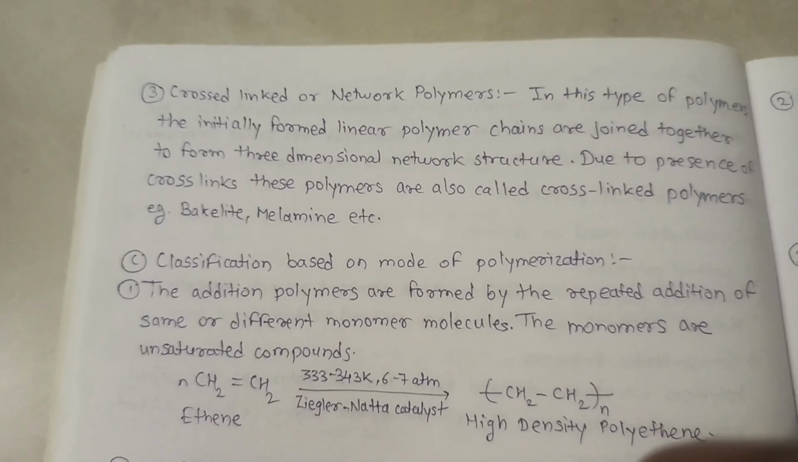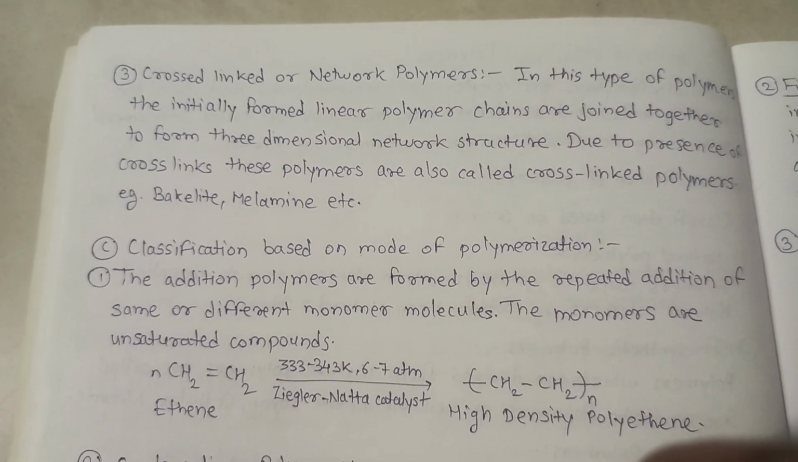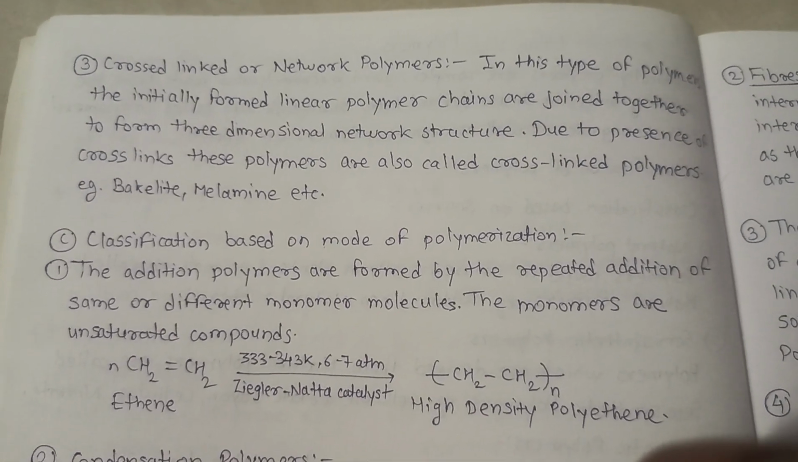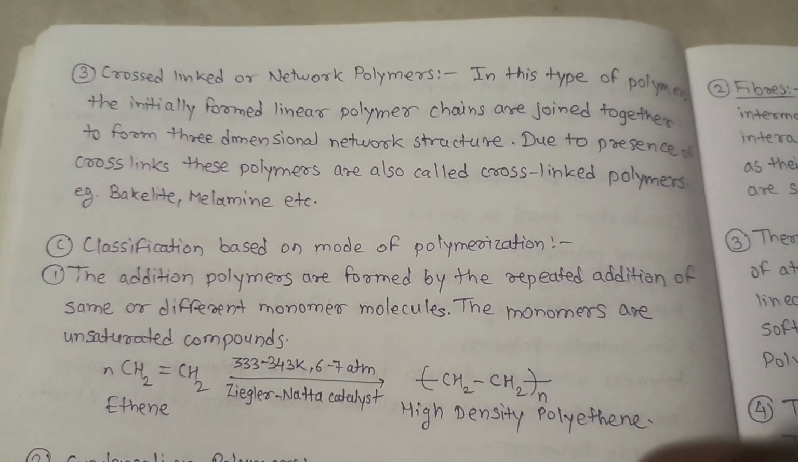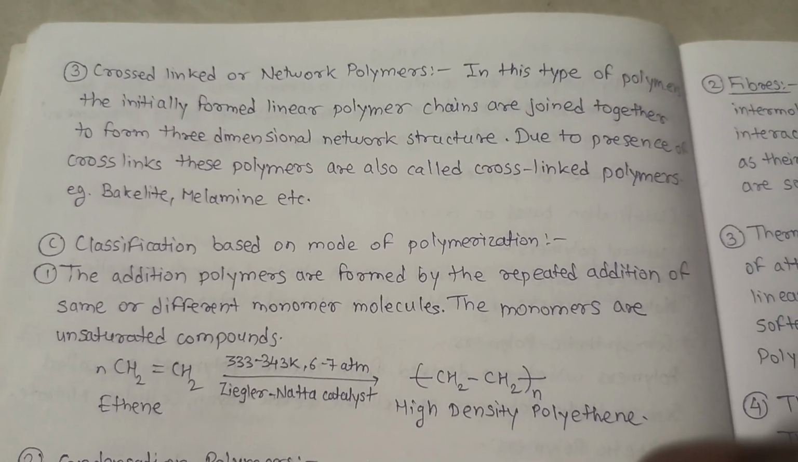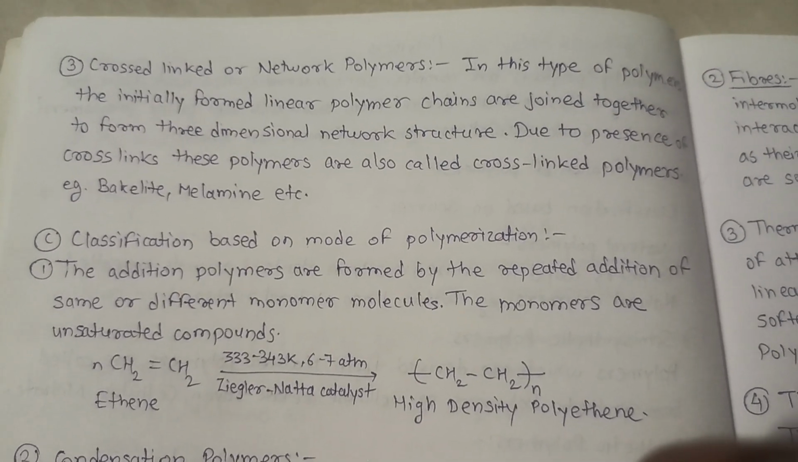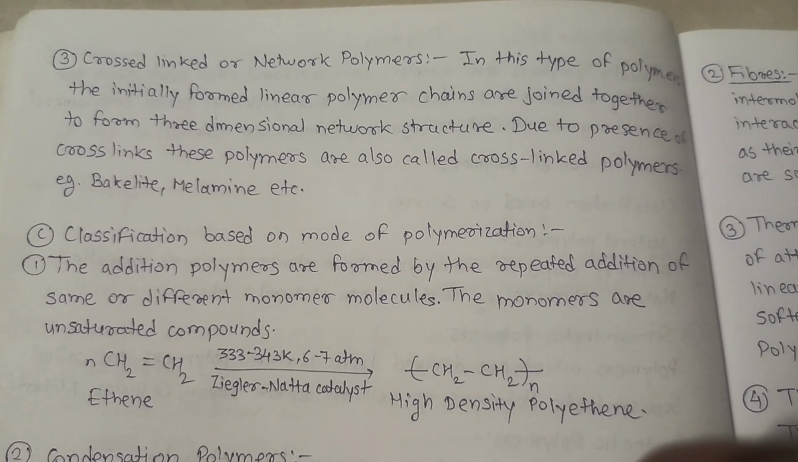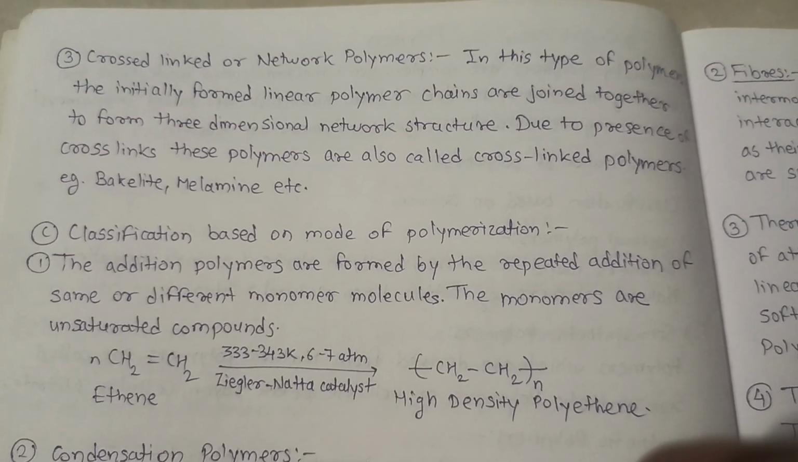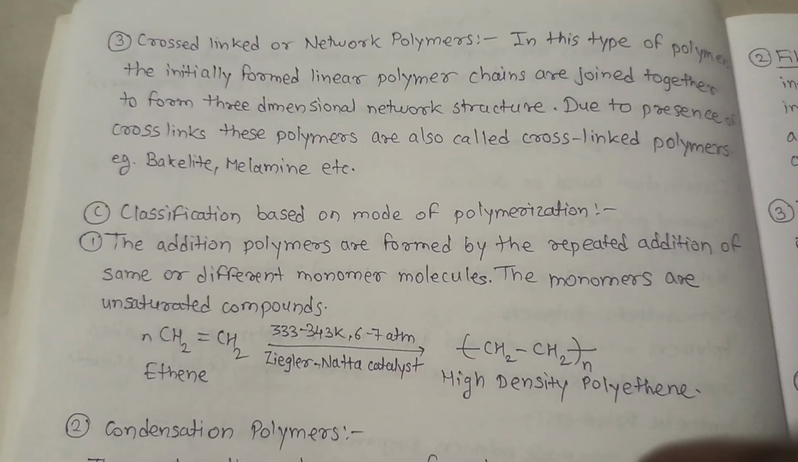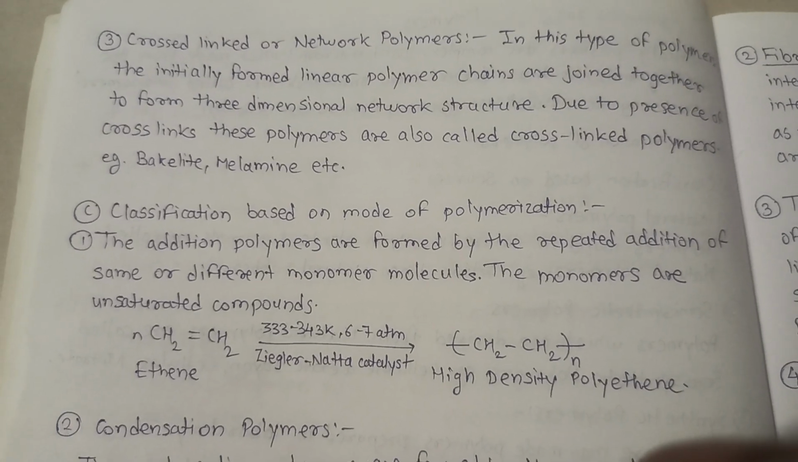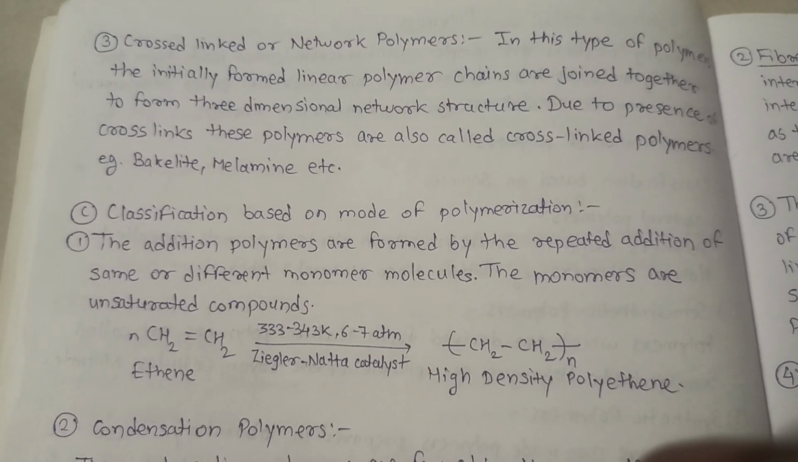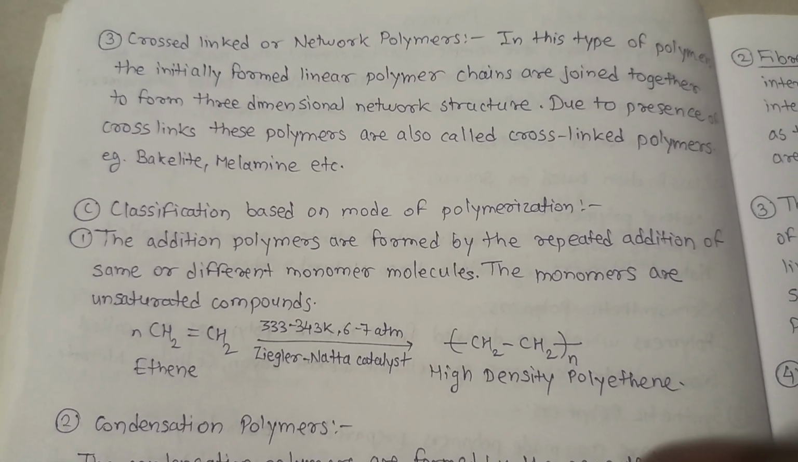Next, the third one from the B category, cross-linked or network polymers. In this type of polymer, the initially formed linear polymer chains are joined together to form a three-dimensional network structure. Due to the presence of cross-links, these polymers are also called cross-linked polymers. Example: bakelite, melamine. Bakelite is generally used in toys and electrical switches. They act as an insulator, we can say. And melamine is generally used in crockery.